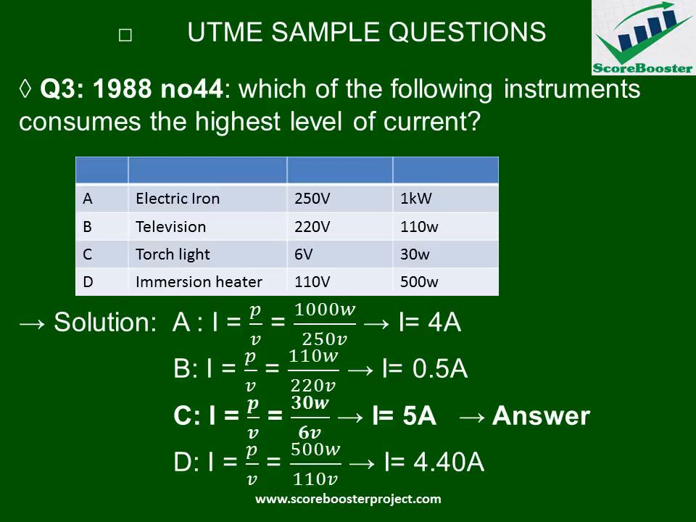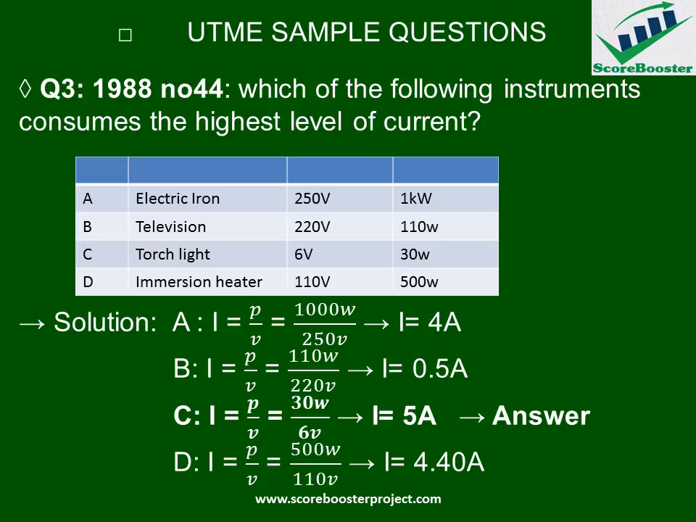Now, for us to determine the one that consumes the highest level of current, we have to find the current from the given power and potential difference by making current I the subject of the formula. We have to recall that power equals I phi. In this case we are given phi and P, and we are asked to find I. The formula connecting phi, I and P is P equals I phi. If we make I the subject, we divide both sides by phi, so we get I equals P over phi.